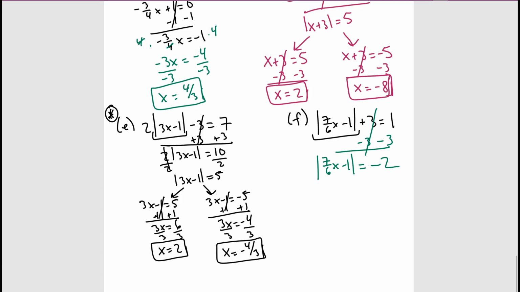negative 2. Immediately here, do not separate it because remember, can an absolute value give you a negative distance? The answer is no. So immediately when you solve for an absolute value and you get a negative answer, this is no solution. So this one actually has no solution. You cannot solve it. Okay, that's all there is to absolute value equations. We will have one more video to do absolute value inequalities.